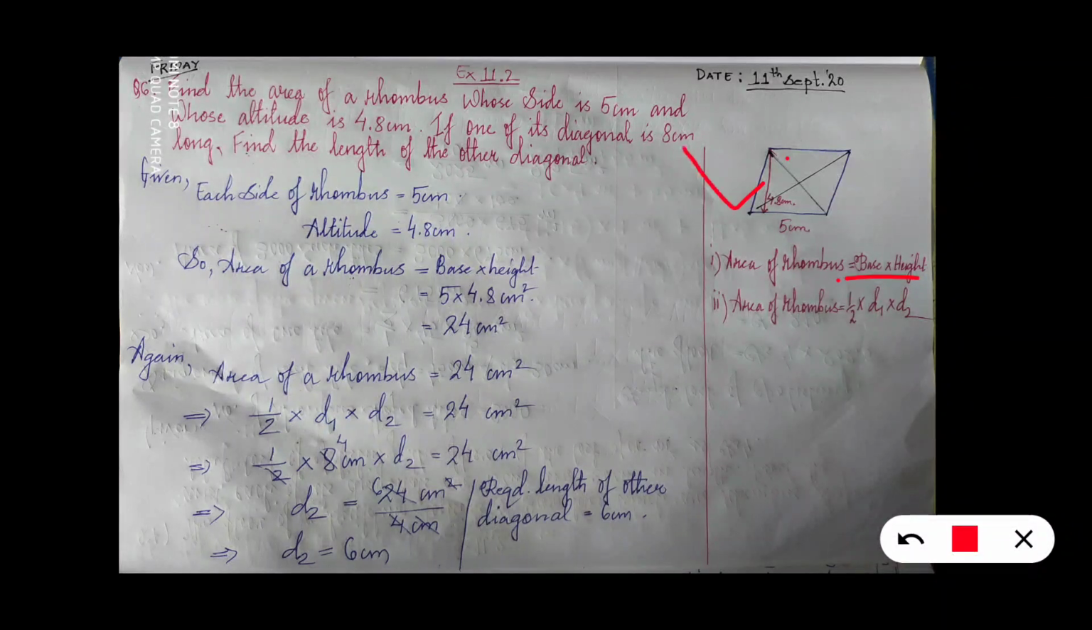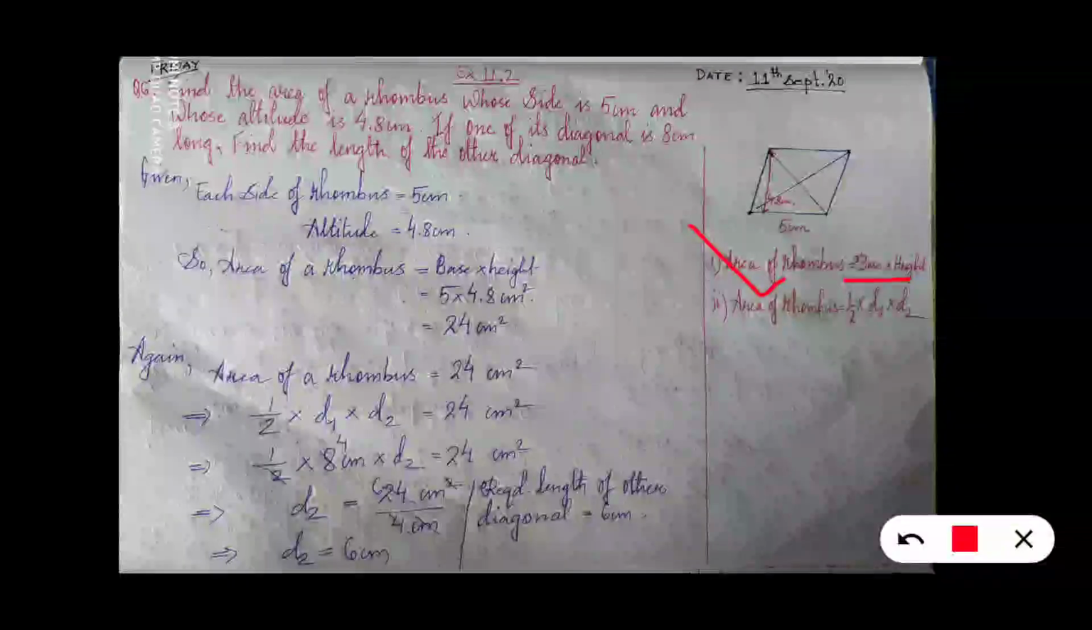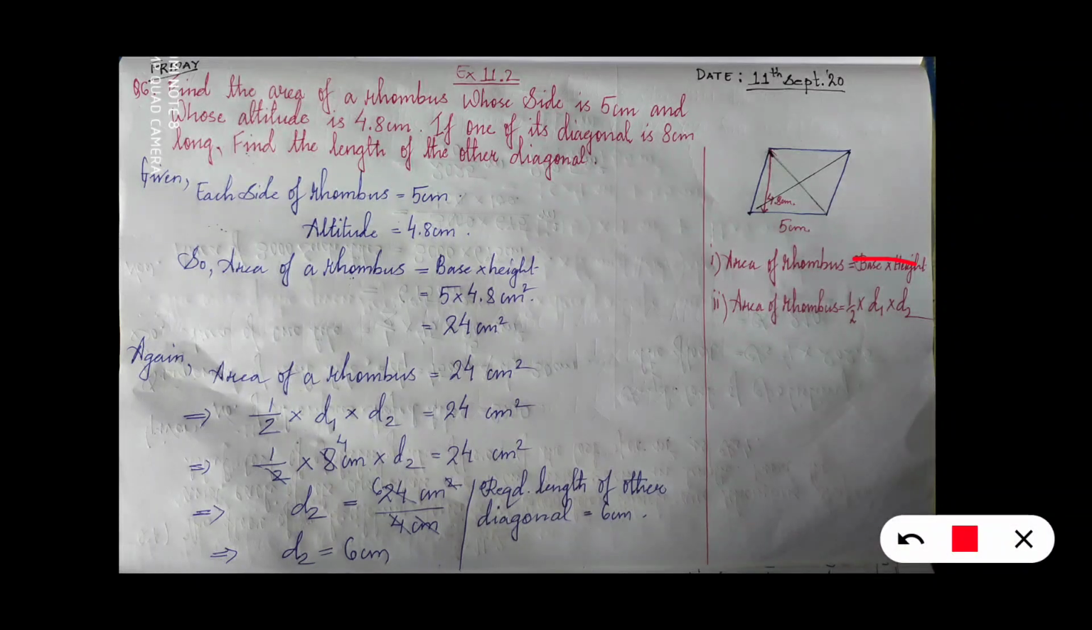It is also a property of a parallelogram, that's why we can use base into height whenever it is necessary. Whenever base and height are given, we'll use this formula and find the area of the rhombus. But suppose base and height are not given, and instead two diagonals are given, diagonal 1 and diagonal 2. Then we need to use the second formula, that is area of rhombus equals half into diagonal 1 into diagonal 2.